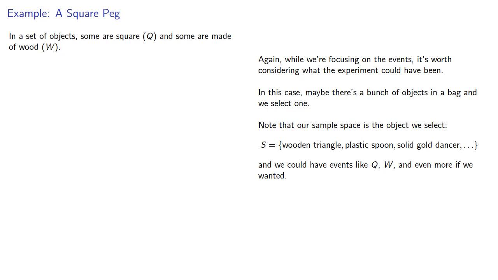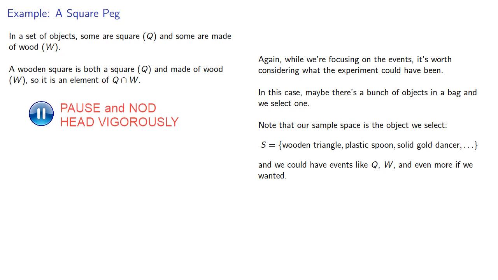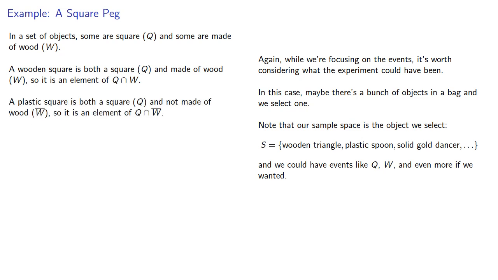And we could have events like Q, they are square, and W, made of wood, and even more if we wanted. So a wooden square is something that is both a square, that's in Q, and also made of wood, W, so it's an element of Q intersect W. Meanwhile, a plastic square is both a square, Q, and not made of wood, that's W complement, so it's an element of Q intersect W complement.